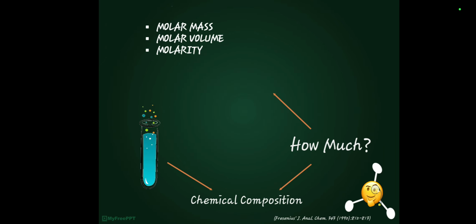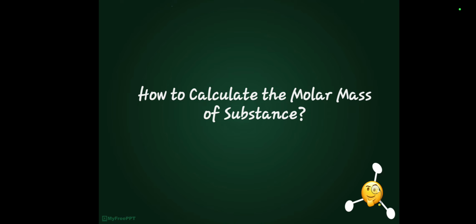So molar mass, molar volume, and molarity are dealing with how much, meaning to say these three terminologies will eventually explain the chemical composition of each substance or reagent. As I've said, it's dealing with the question how much, so we will be calculating measurements and numbers, or even the masses or atomic weight of each element. So let's proceed. With that, a question arises: how to calculate the molar mass of a substance?